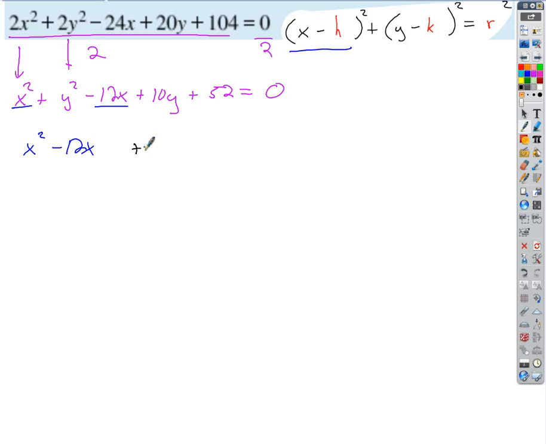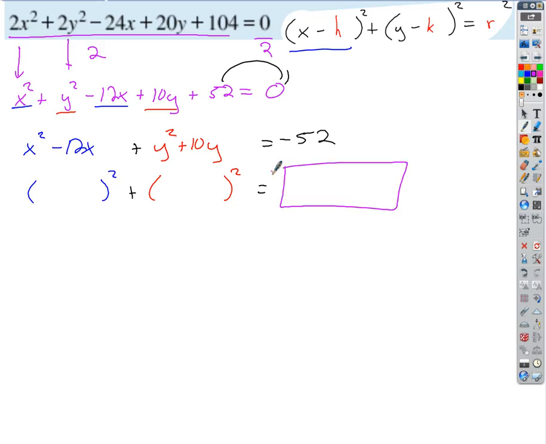Plus, let's do the same thing for the y's. I've got these y terms, y squared plus 10y. Leave a space. Equals, and then we'll push that 52 over to the other side to get rid of it. So we just get a negative 52 on that side. And so our goal is to turn the x's into something like that, the y's into something like that, right? Perfect squares. And then on the other side, whatever number we're left with is just going to be r squared.